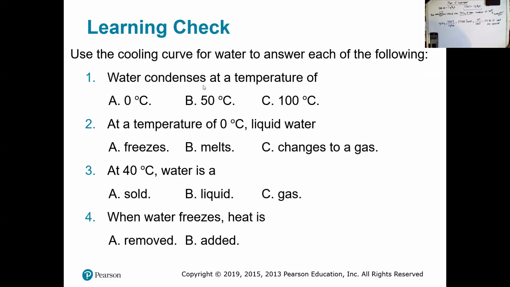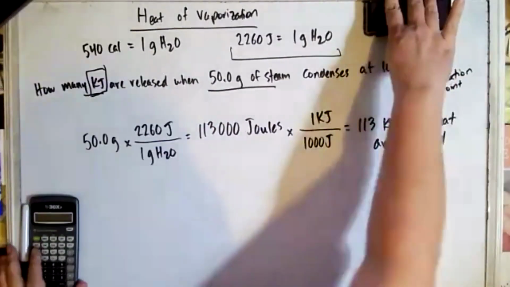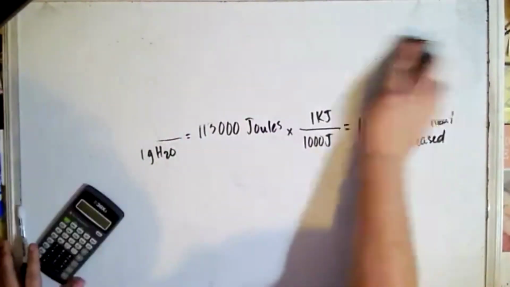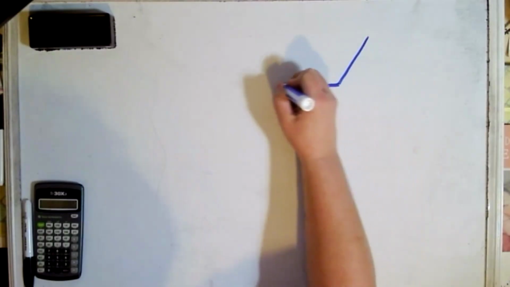So in this case, I want us to use the cooling curve for water to answer the following questions. So we'll draw the cooling curve for water and then we'll look at each of these. The cooling curve for water is just the opposite of the heating curve. You can draw it from left to right or you can draw it from right to left. It doesn't really matter. What's going to matter is how you're tracing it along. Like we know that we're going to be looking at it this way.